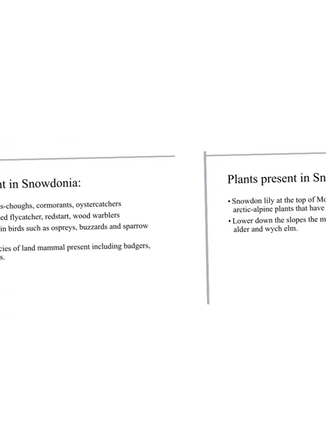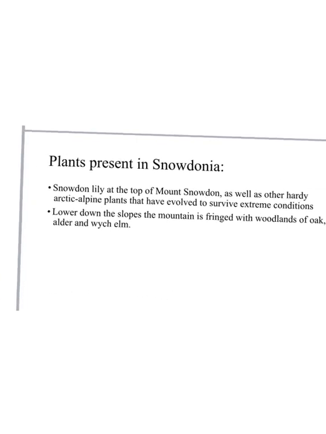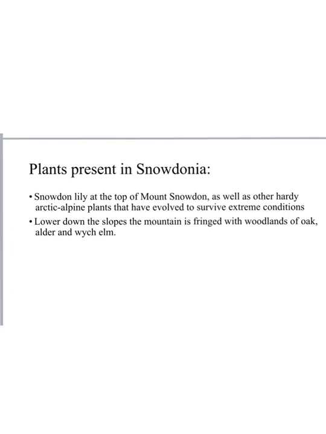So they're the animals, and now some of the plants. The Snowdon lily at the top of Mount Snowdon, as well as other hardy Arctic alpine plants that have evolved to survive extreme conditions. Also, lower down, the slopes of the mountain are fringed with woodlands of oak, alder and wych elm.